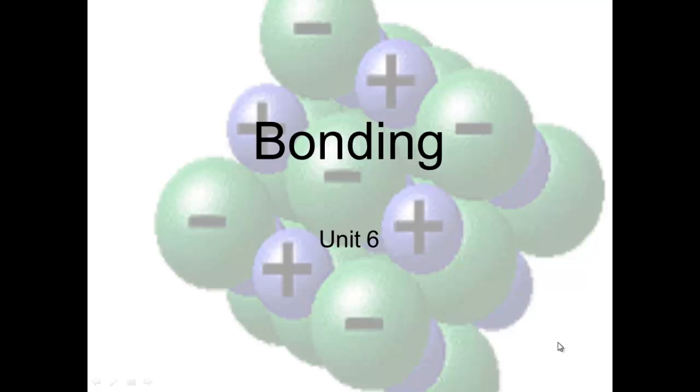All right, we are starting ionic bonding, and this is going to be probably the next 3 weeks or so. We have two different types of bonding. We have ionic that we'll do first. You may have learned this in junior high. Do you remember what the other kind is called? It starts with a C.